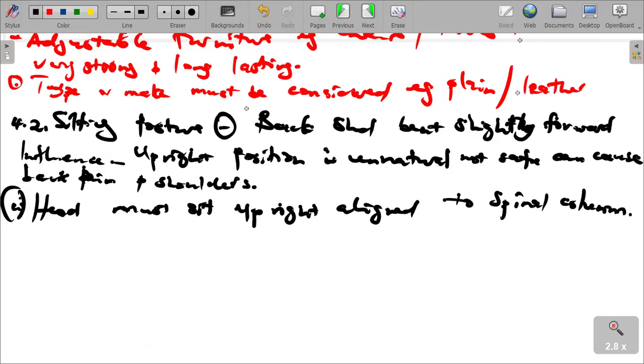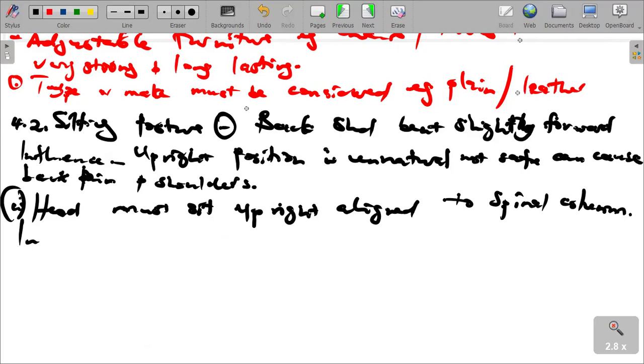The head must sit upright, aligned with the spinal column. And then how does that influence the employee? If the chair is too high, the head will be bent, and this may cause backache.